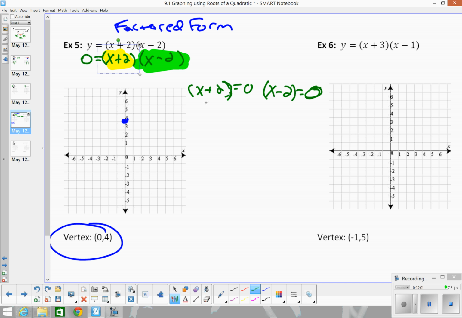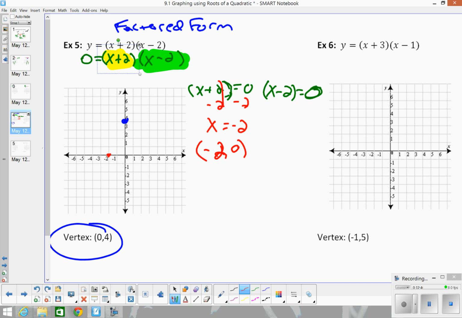Okay, so how do I solve for x? For this first one, all I'm going to do is subtract 2 from both sides, right? I want to get x by itself. So I'm going to have x is equal to negative 2. So what does that mean? That means that my root is x at negative 2. Okay? And what's that ordered pair? If my x is negative 2, what was my y value? My y value was 0. And what point did I just plot? Negative 2 comma 0. Alright?